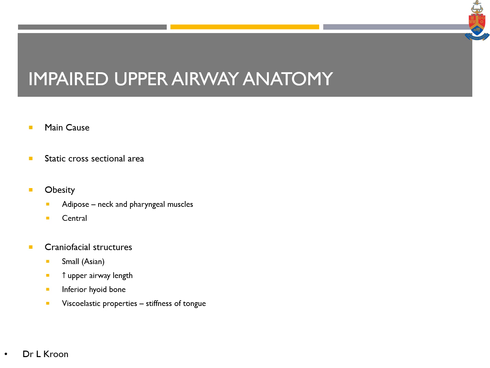Impaired upper airway anatomy is probably the main cause of obstructive sleep apnea. Here, the static cross-sectional area is affected, being smaller than needed in obese patients, which might be because of adipose tissue deposited around the neck circumference. Other patients may have craniofacial abnormalities, for example, a small chin and an inferior hyoid bone, as well as other throat problems.